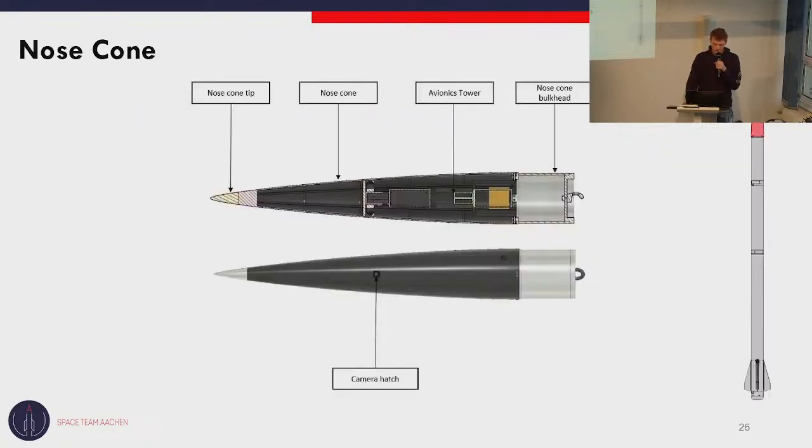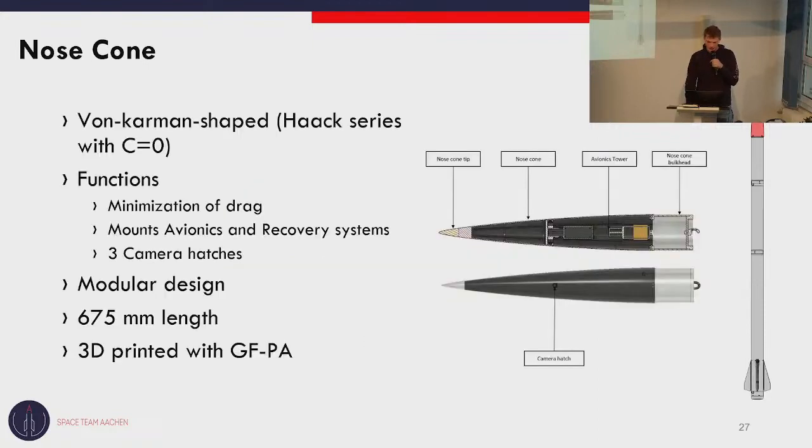Moving on. This is our nose cone design. It features a nose cone tip, a nose cone avionics tower, a nose cone bulkhead, and 3 camera hatches for the cameras that the avionics team is going to implement. The nose cone is von Karman shaped, which serves the purpose of minimizing the drag. It also mounts the avionics and the recovery system, so it's quite an integral part because it serves many purposes. As mentioned before, it has 3 camera hatches.